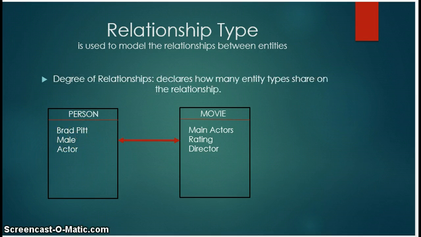Degree of relationship declares how many entity types share in the relationship. So here we have movie and we have actors. And by having the movie and the actors, they relate with each other. So main actors correlates to Brad Pitt, and director may have been Brad Pitt too, depending on the movie. There are three different degrees of relationship: unary, binary, and ternary. We will look at those right now.